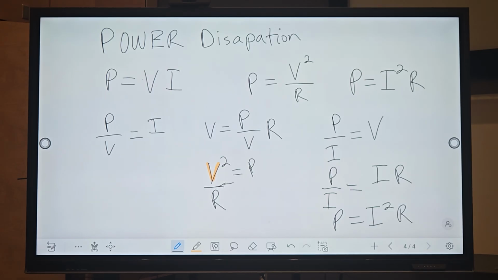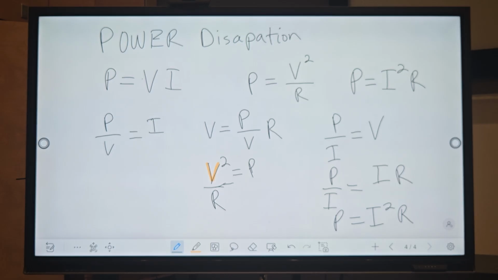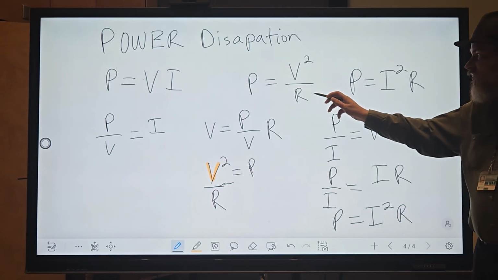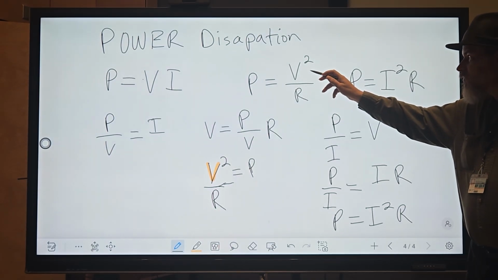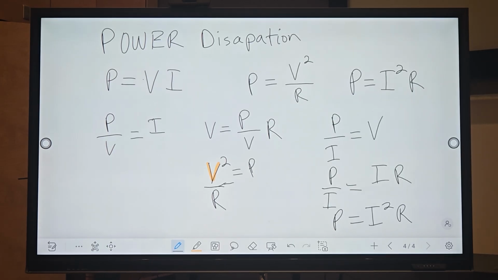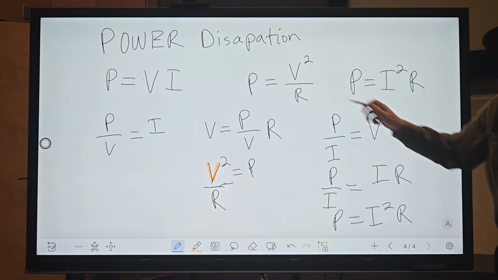And you can use that to calculate power of a system by the resistance that it uses, divided into the amount of voltage it uses, and that gives you the power. V squared over R equals P, yes. Yeah, it's the same as this.